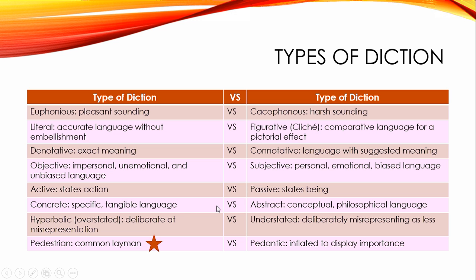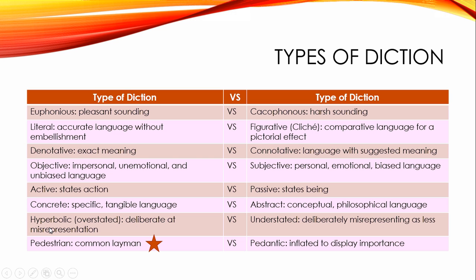Concrete versus abstract. Concrete is that specific idea. So like a girl or a flag, we all know what a girl is or what a flag is. Whereas abstract, we go into that conceptual, bigger meaning. So instead of saying a girl, I might just talk about beauty. Instead of a flag, I'm going to talk about patriotism, because now the connotations are much more open.